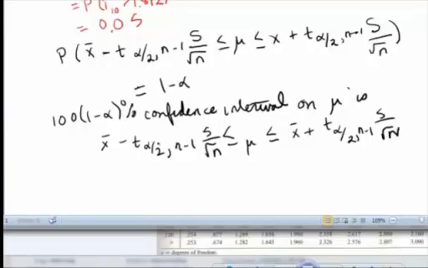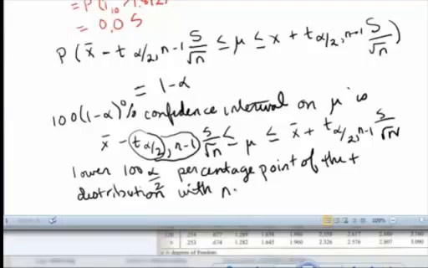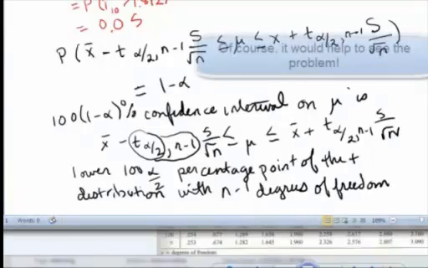And this value right there, well, I should actually extend that over to here, is the lower 100 alpha over 2 percentage point. So I'm going to write this down. This is the lower 100 alpha over 2 percentage point of the t distribution with n minus 1 degrees of freedom. So now we can move on to solving some problems.